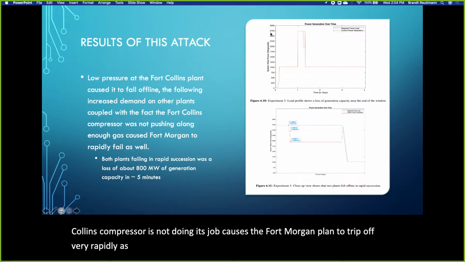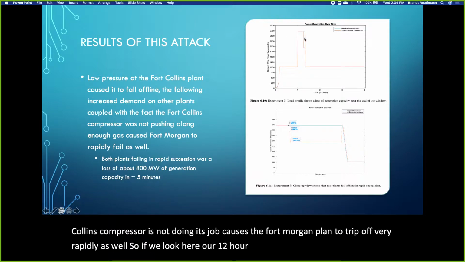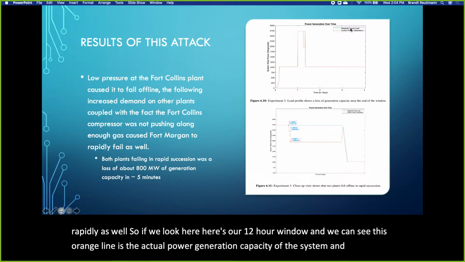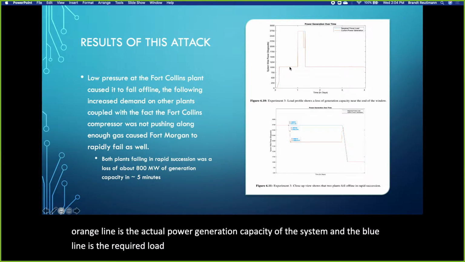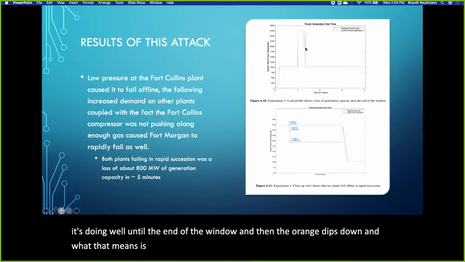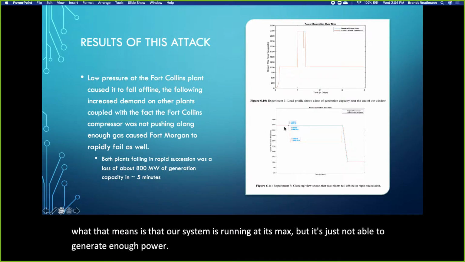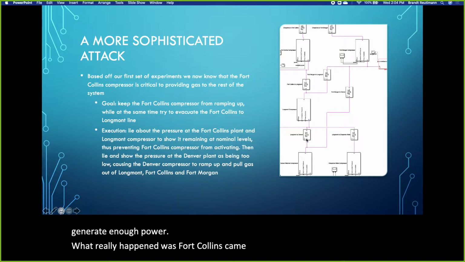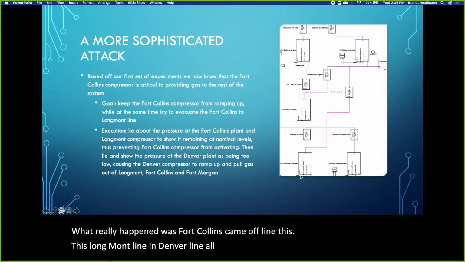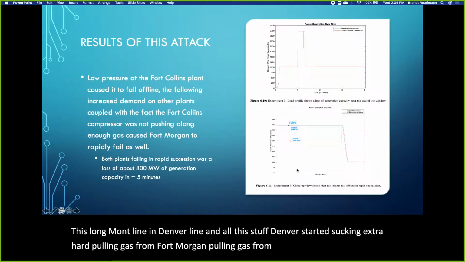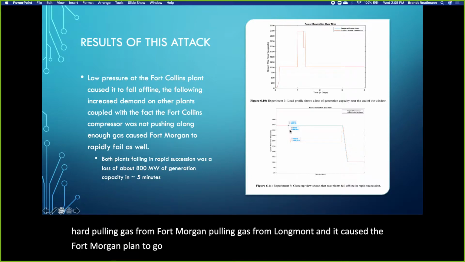If we look here, here's our 12-hour window, and we can see this orange line is the actual power generation capacity of the system, and the blue line is the required load. So it's doing well until the end of the window, and then the orange dips down, and what that means is that our system is running at its max, but it's just not able to generate enough power. And what really happened was Fort Collins came offline. Then with the Longmont line and Denver line and all this stuff, Denver started sucking extra hard, pulling gas from Fort Morgan, pulling gas from Longmont, and it caused the Fort Morgan plant to go offline almost immediately as well.